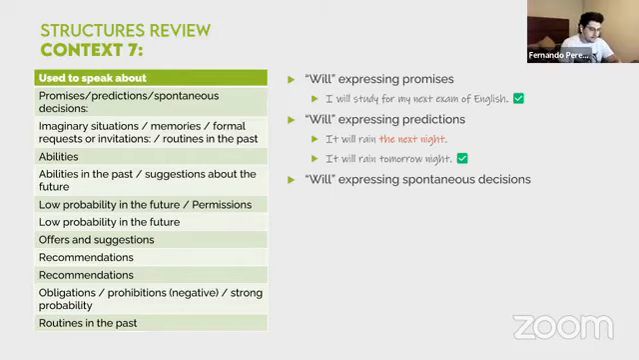The next is to express a spontaneous decision. I won't work tomorrow because I feel sick. Okay, I like it. But more spontaneous. I won't work tomorrow. This is like a prediction, because if you say tomorrow, it sounds like a prediction. It needs to be more spontaneous.